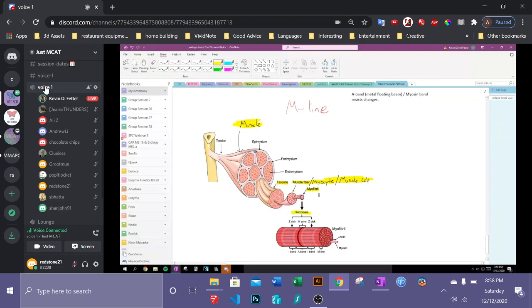Okay. So this is what you need to know. Everything in yellow here is what you need to know. You don't need to know about these different inclusions or these wrappings like the epimysium or the peri or the endo. Don't worry about that. Worry about everything that's in yellow, okay?